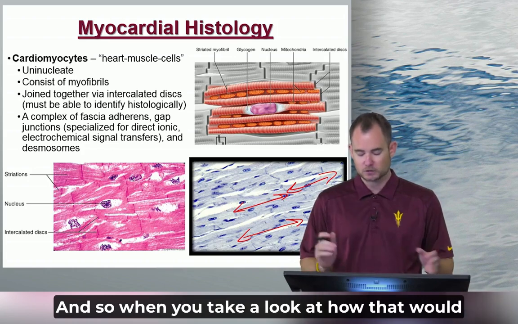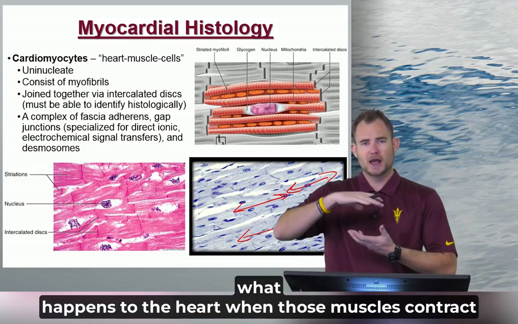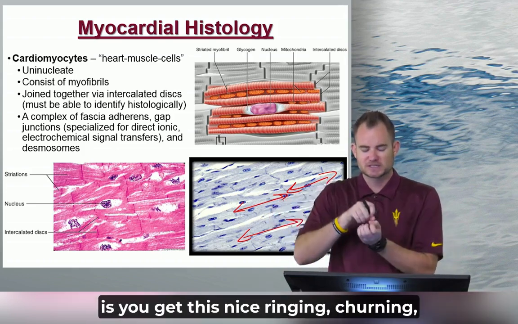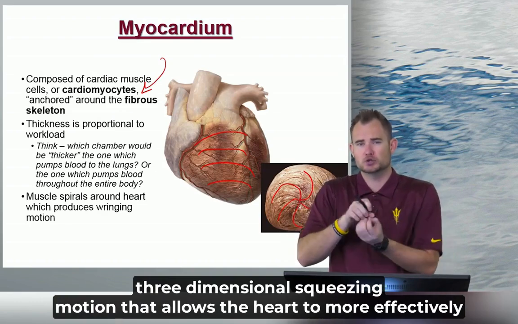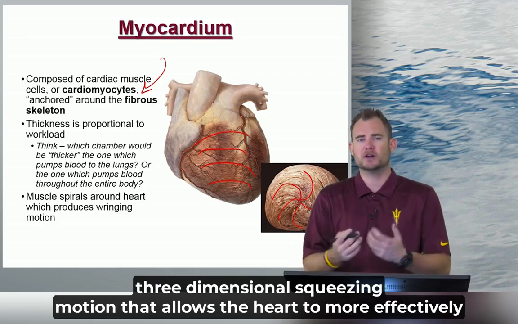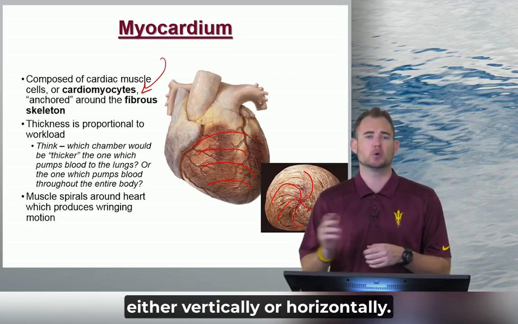And so when you take a look at how that would work in this kind of spiral fashion, what happens to the heart when those muscles contract is you get this nice wringing, churning, three-dimensional squeezing motion that allows the heart to more effectively pump blood than if we had these fibers oriented on only one axis, either vertically or horizontally.